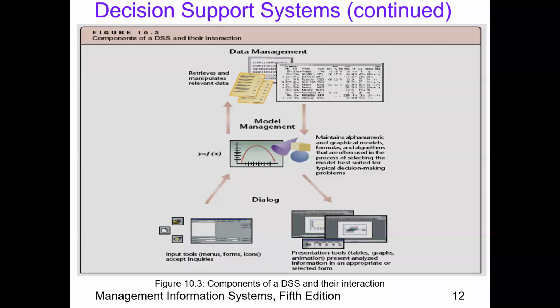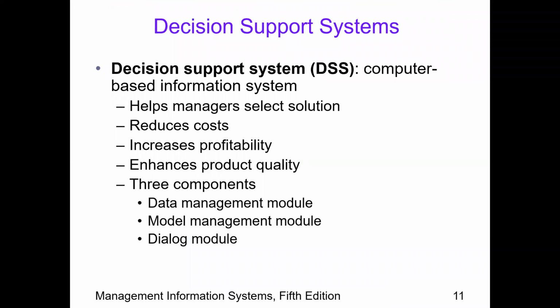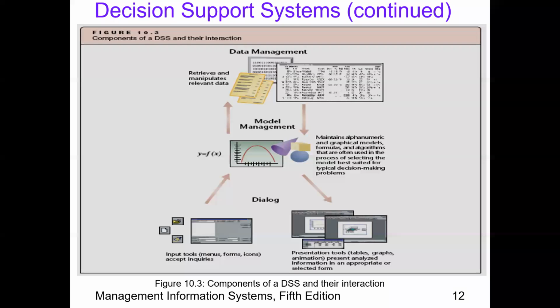You can see that the decision support system has three components. The data management is what you saw, those raw data, Africa, this number, that number. When you decide on a formula to use, that is what we call the model management. Here you can use Microsoft Excel. Then you have a nice presentation in the form of a graph or table like the one we saw. That's what we call the dialogue or the presentation.